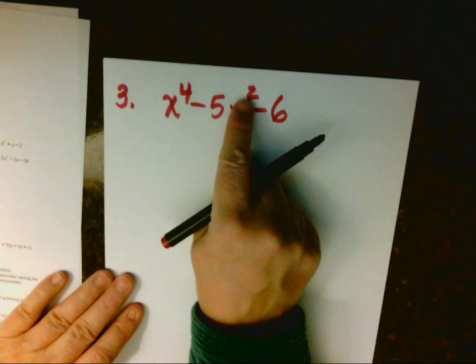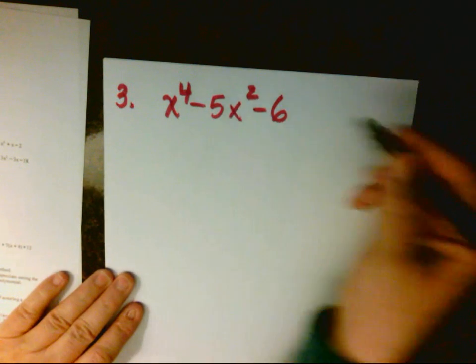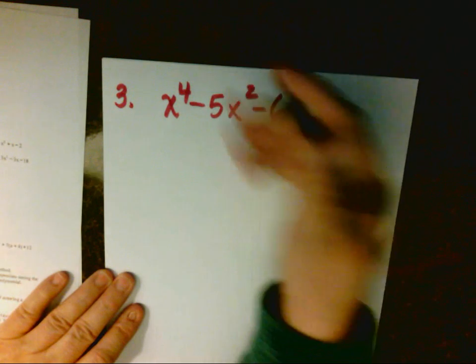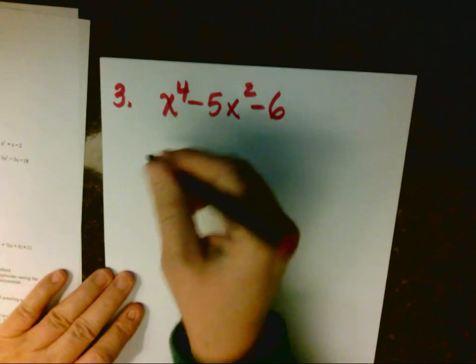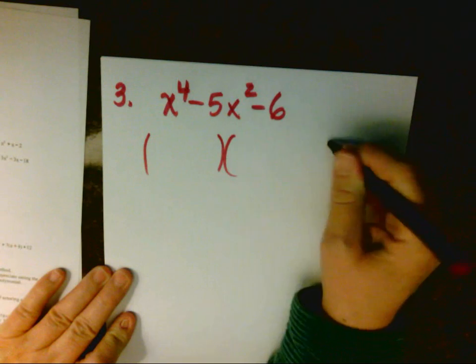Notice that this is an x squared. What they would like you to do is just change x squared to something else, like u is equal to x squared, and it's just not necessary. We can look at this and figure it out.